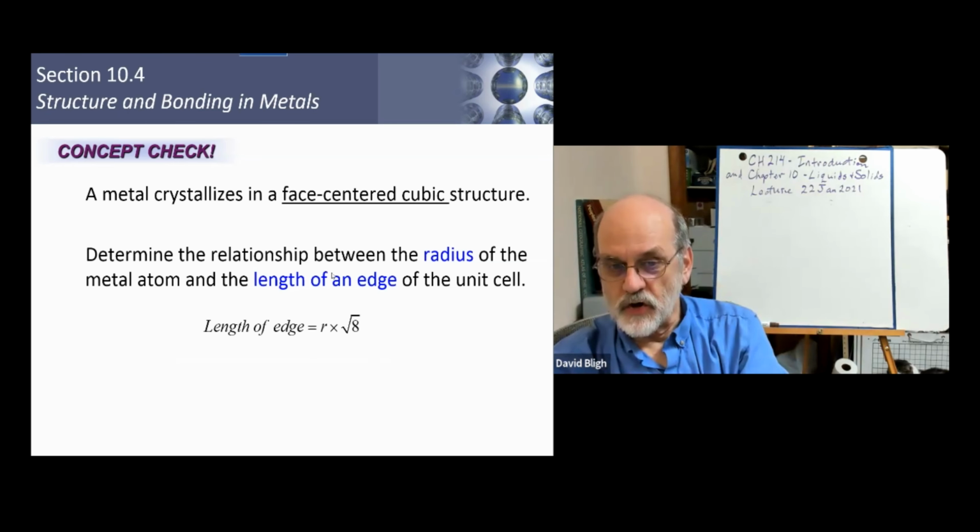Now in a face-centered cube, the length of the edge, and we're not going to take time to draw this, is the radius of the atom times the square root of 8. So if you know the length of the edge of your unit cell, you can deduce the radius of the atom.